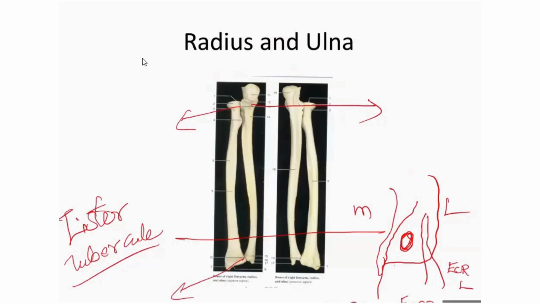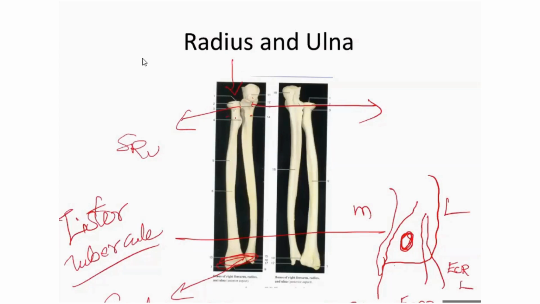The inferior radioulnar joint is an example of what type of joint? Yesterday we discussed syndesmosis. It is connected by a fibrous sheath or by ligament, so it is called syndesmosis. The upper end of radius and ulna articulates with the humerus forming the elbow joint. The upper ends of radius and ulna articulate with each other forming the superior radioulnar joint. The lower ends articulate forming the inferior radioulnar joint.